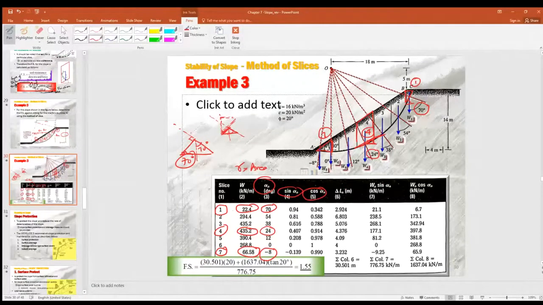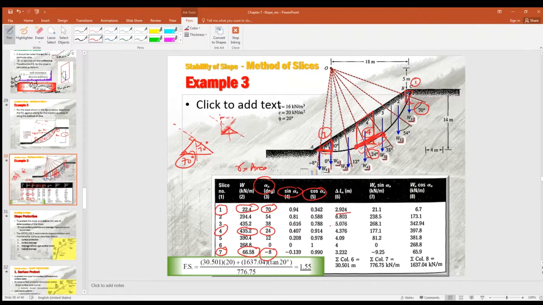What's delta L? That's the delta L for slice 1. It's equal to 2.924 meters. What about for the slice 4? You measure the line here, right? That's the length of the slice 4. For slice 1, the length is 2.924 meters.